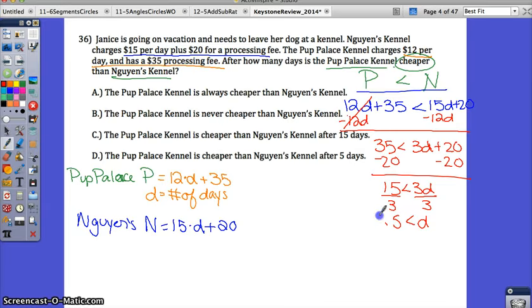So I'm going to turn that around. Let's think about this. I'm going to put the D on the left, the 5 on the right. The mouth is open towards the D, so I'm going to keep it open towards the D. It looks like I switched the order, but all I did was turn the whole thing around. Well, remember what D stands for. D stands for the number of days. So the number of days has to be more than 5. That's going to be your answer.